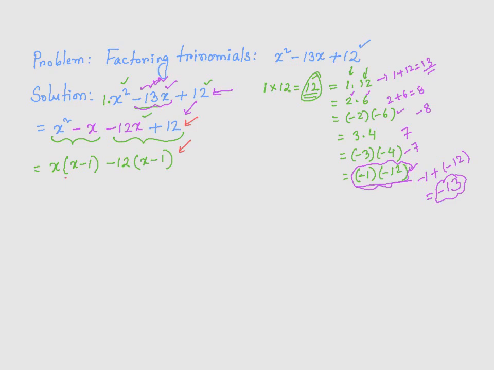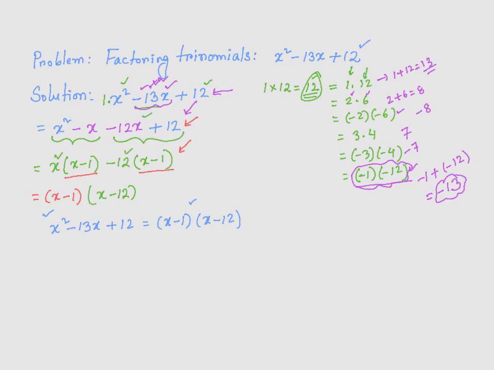Now, please note, in the first term I have x minus 1, in the second term I have x minus 1, so I could factor out x minus 1. If I did that, I will be left with, in the first term, just x, and in the second term, negative 12. So what we have is the following. We have x squared minus 13x plus 12. If we factor it, we are going to get x minus 1 times x minus 12. Now our factoring is done.